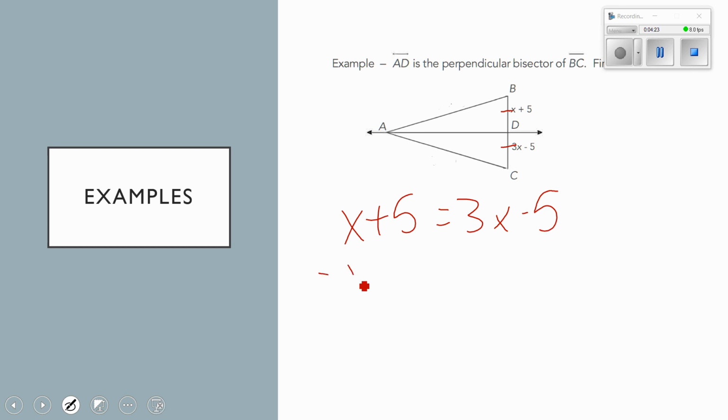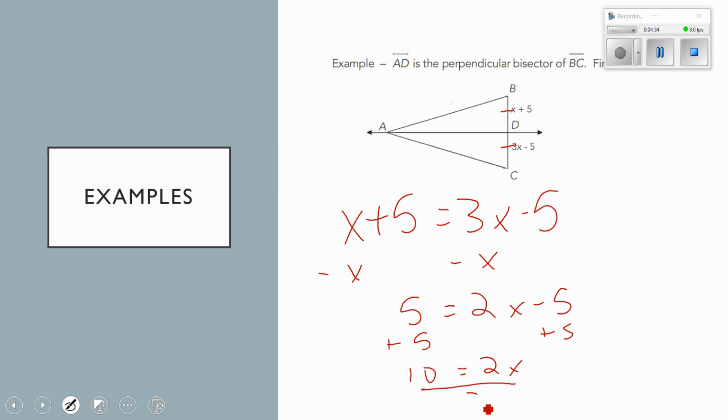If I move the x's to the right side, I get 5 equals 2x minus 5. Move the 5 to the left side, 10 equals 2x, divide by 2, and you get x equals 5. Again, perpendicular bisector means we're going to bisect, we're going to cut into two equal pieces. The pieces are equal, you set them equal to each other.